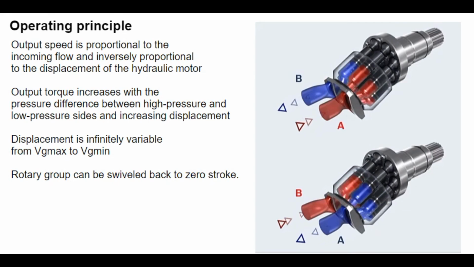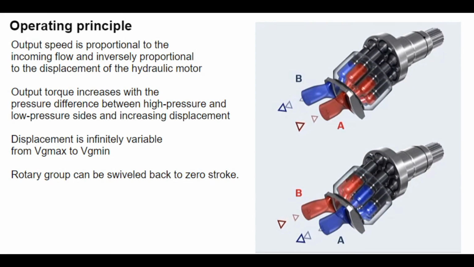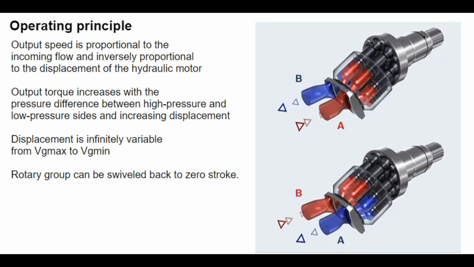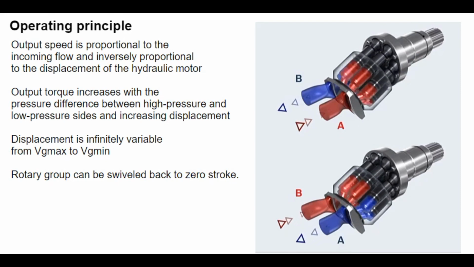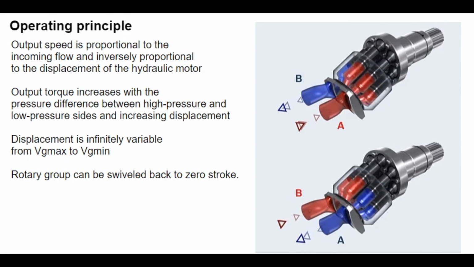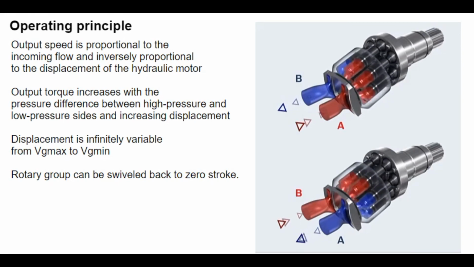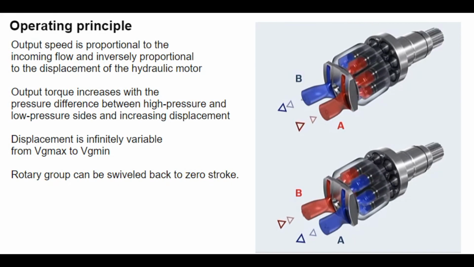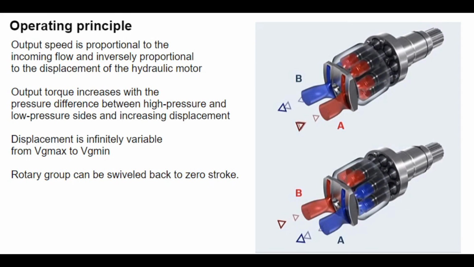Displacement is infinitely variable from Vg max to Vg min. The more the rotary group is swiveled back, the higher the output speed and the lower the output torque. The rotary group can be swiveled back to zero stroke. The direction of output rotation depends on the supply of hydraulic fluid. If it is supplied from the A side, left, the motor rotates clockwise. If it is supplied from the B side, right, the motor rotates counterclockwise.